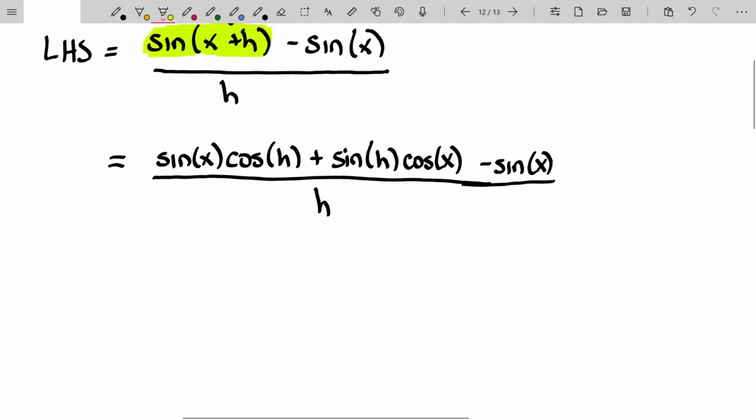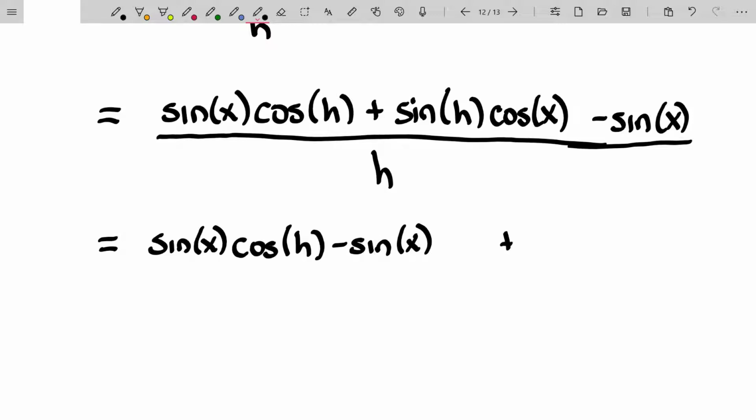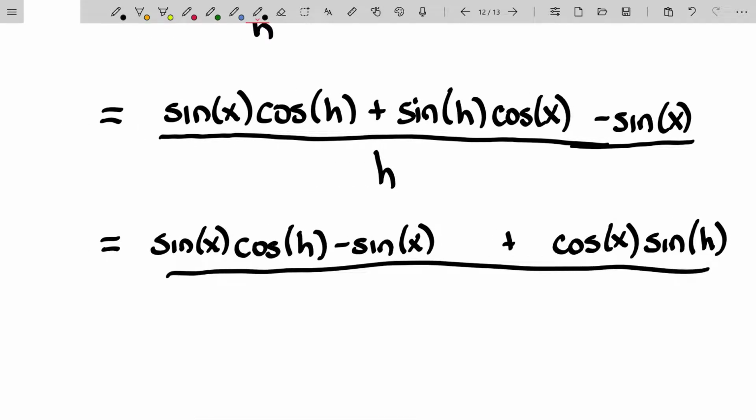So let me zoom in here. And stuff with sines of x's. Well, I have a sine of x, cosine of h. And on the back end here, I have a sine of x. So I'll just say minus sine of x. And we still have this plus. I'll write this as cosine of x, sine of h. I just swap the order because multiplication is commutative. And this is all over h.